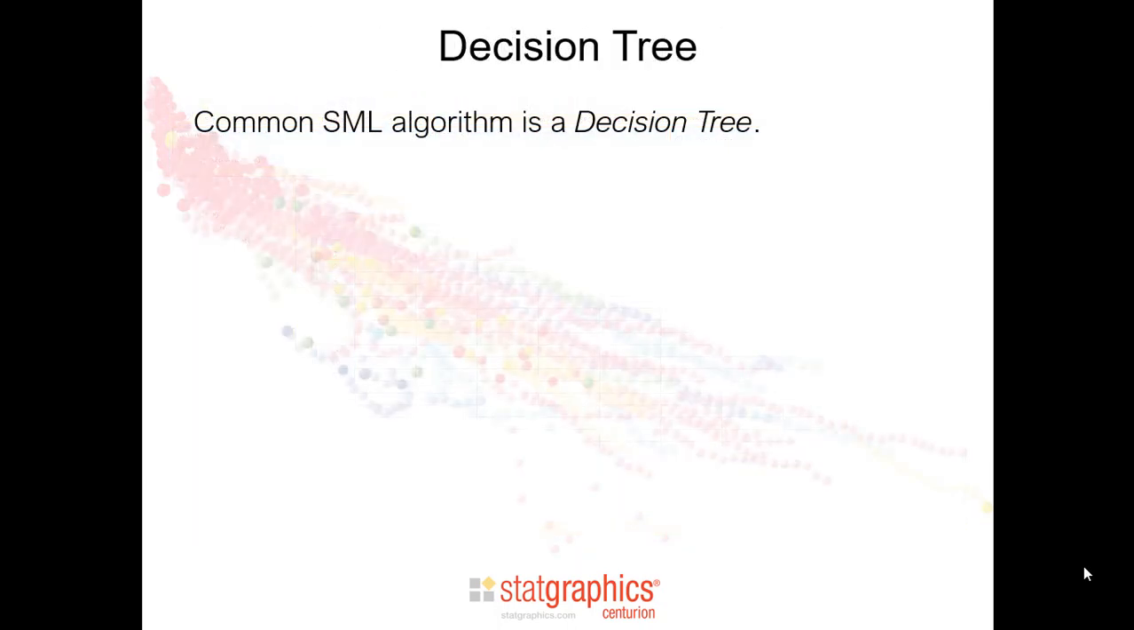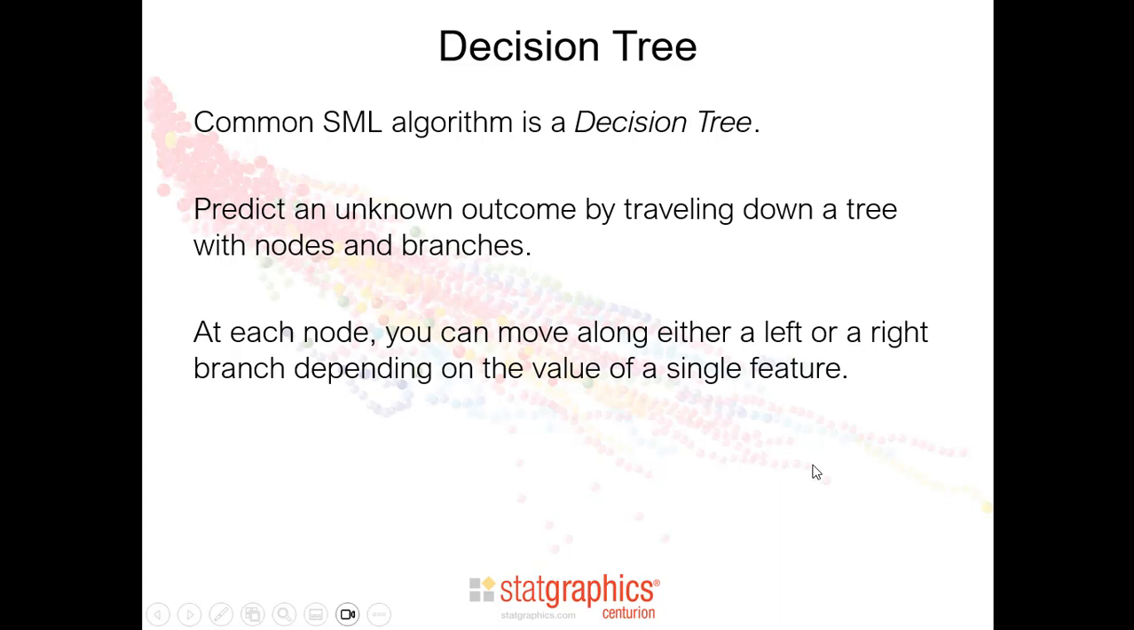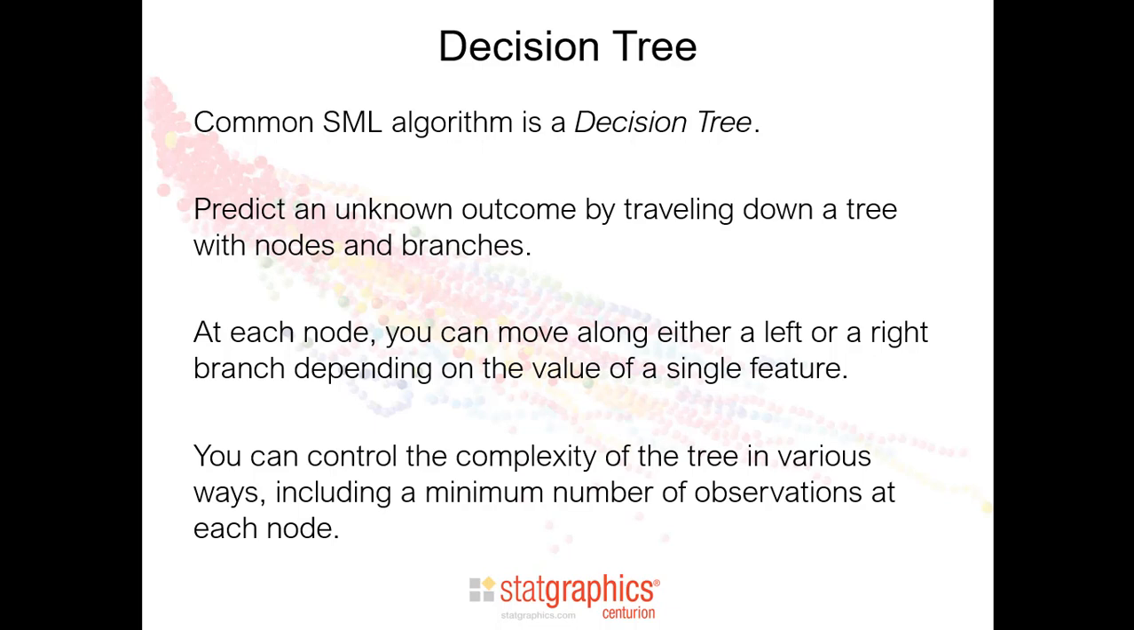A commonly used supervised machine learning algorithm is the decision tree. A tree predicts an unknown outcome by traveling down the tree, which consists of nodes and branches. At each node, you can move along either a left or a right branch, depending on the value of a single feature. You can control the complexity of the tree in various ways, including specifying the minimum number of observations at each node.